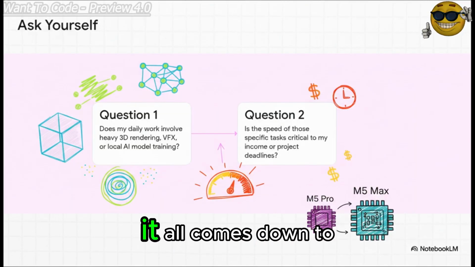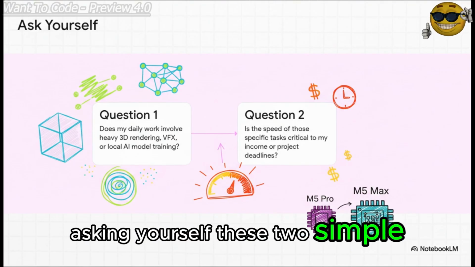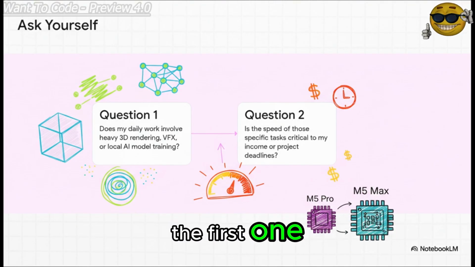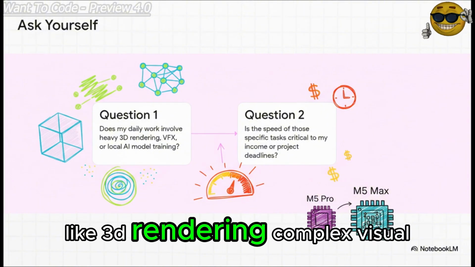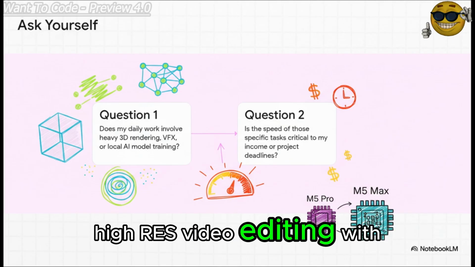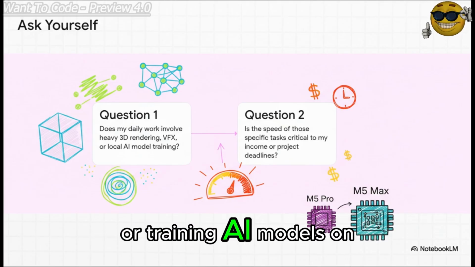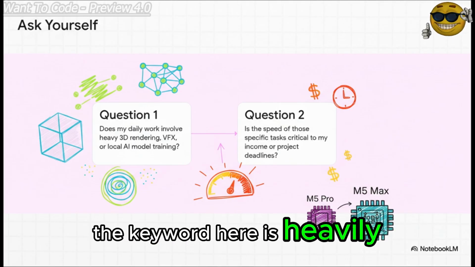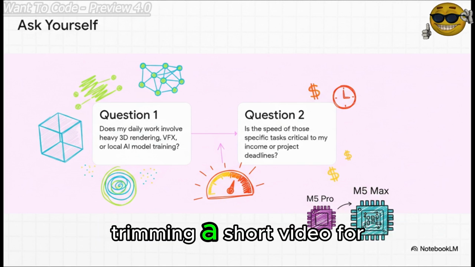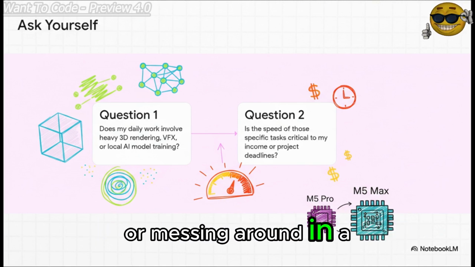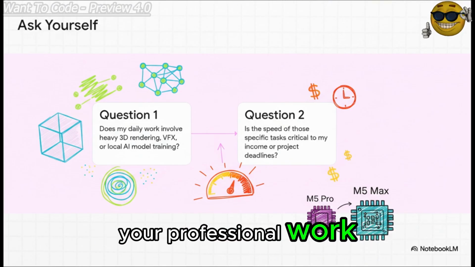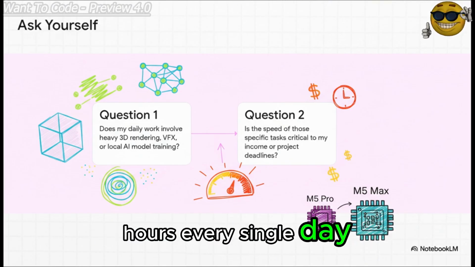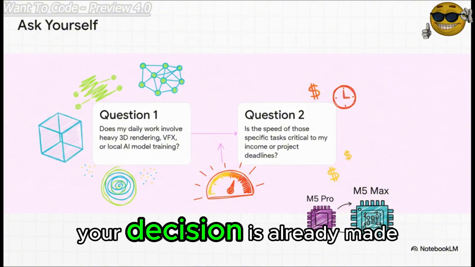So, here it is. It all comes down to asking yourself these two simple, honest questions. Let's look at the first one. Does my daily work heavily involve tasks like 3D rendering, complex visual effects, high-res video editing with tons of layers, or training AI models on my machine? The key word here is heavily. I'm not talking about occasionally trimming a short video for social media or messing around in a 3D program once a month. This question is about the core of your professional work, the thing you do for hours every single day. If your honest answer is no, your decision is already made.